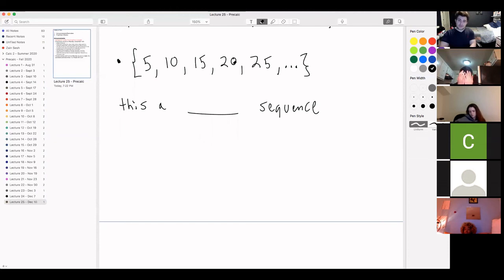25 minus 20 is 5. 20 minus 15 is 5. 15 minus 10 is 5, and 10 minus 5 is 5. They're all 5, the difference. So this tells you that this is an arithmetic sequence, okay? That's the definition of an arithmetic sequence. Now, if you know it's an arithmetic sequence, you better tell me what the common difference is, okay?